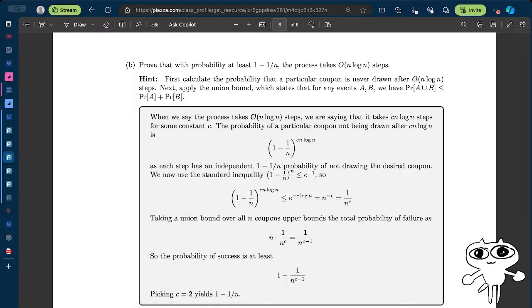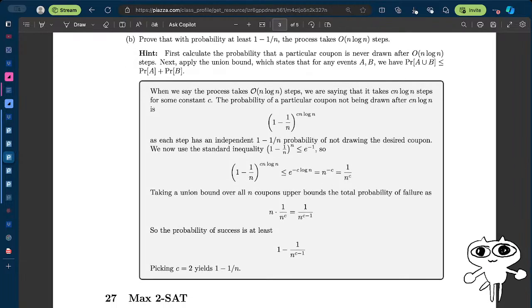And the union bound step is basically just saying that you do n times 1 by n to the power c, which equals 1 by n to the power c minus 1. So the probability of success is at least 1 minus 1 by n to the power c minus 1. If c equals 2, it yields 1 minus 1 by n. Basically, that's what it says.